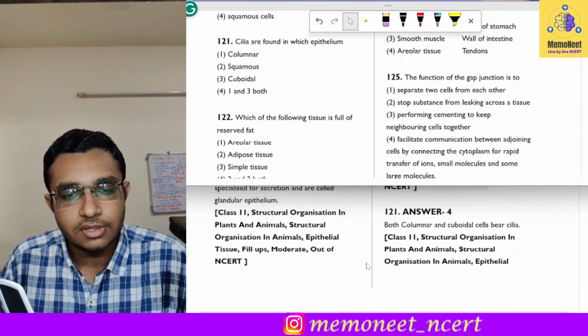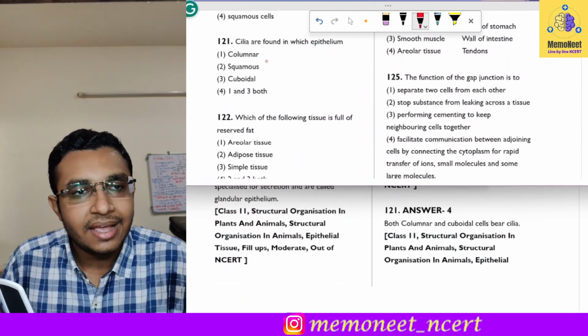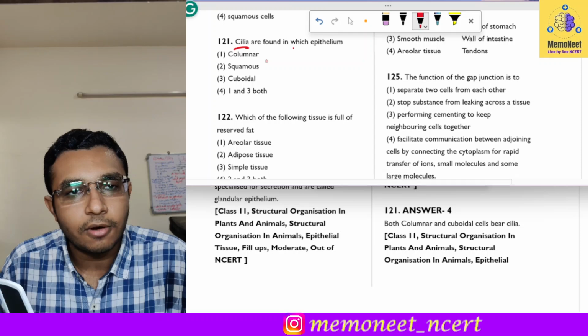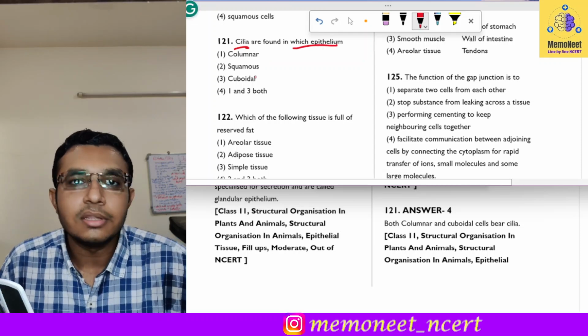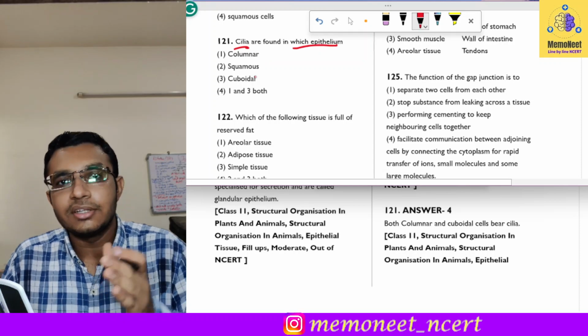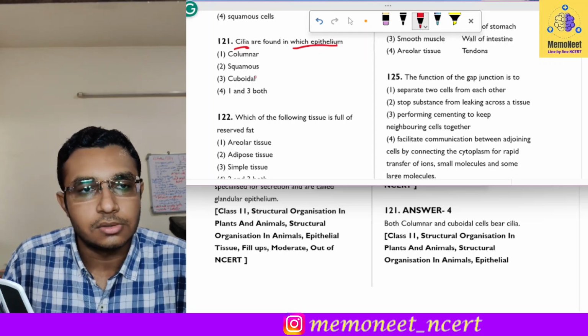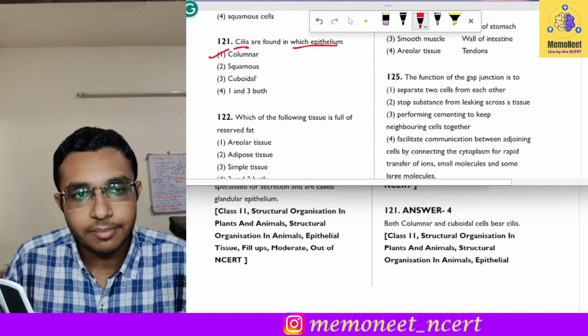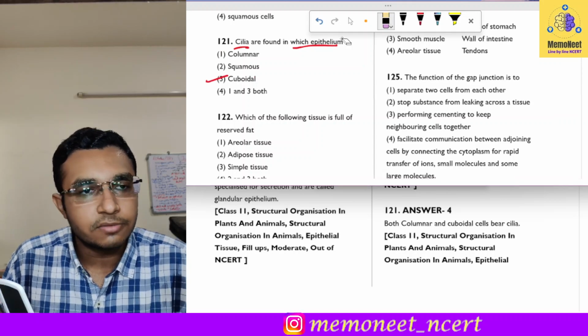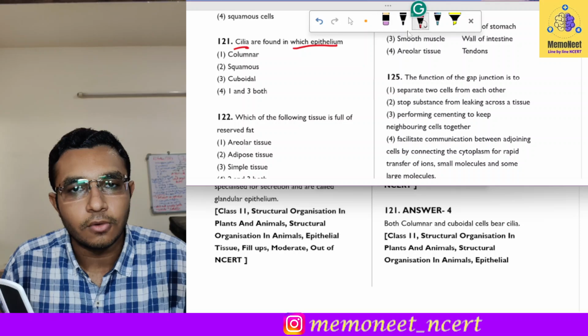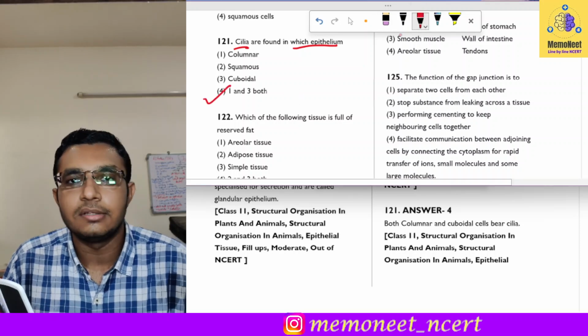The next question is question number 121, and it states that the cilia are found in which epithelium? So see, the cilia can be found in the columnar cells and the cuboidal cells also. So the cilia can be found in the columnar epithelium and the cuboidal epithelium. So the correct answer of this question will be option 4, that is 1 and 3 both.